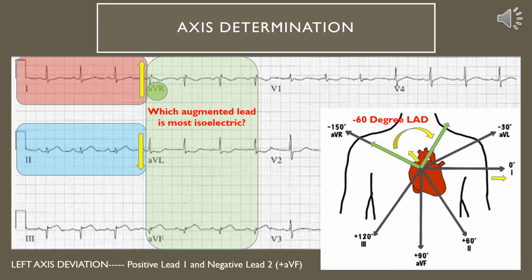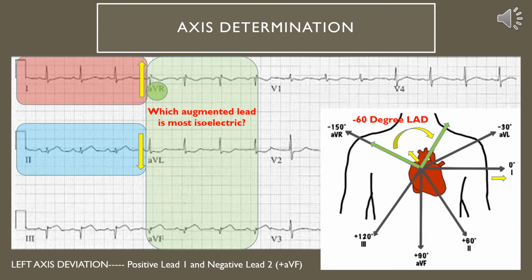Okay. Once we have decided that there is an axis deviation, we want to look at the augmented leads to see which one is the most isoelectric. Looking at AVL, that one's pretty positive. AVF is isoelectric and negative, and AVR is about the same, where it has some negative deflection, but it's also pretty even along the isoelectric line. You want to evaluate the isoelectric line, making sure that you're not just looking at T-wave abnormalities. So I'm going to say that AVR is our most isoelectric lead in the augmented leads.